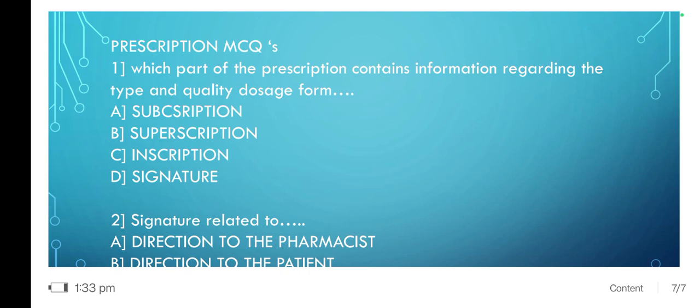The first one, answer: inscription. Which part of the prescription contains information regarding the type and quantity of dosage form? The answer is inscription, because the inscription is also called the body of the prescription and provides the names and quantities of the chief ingredients of the prescription. Examples: tablets, capsules, suspensions, syrup.